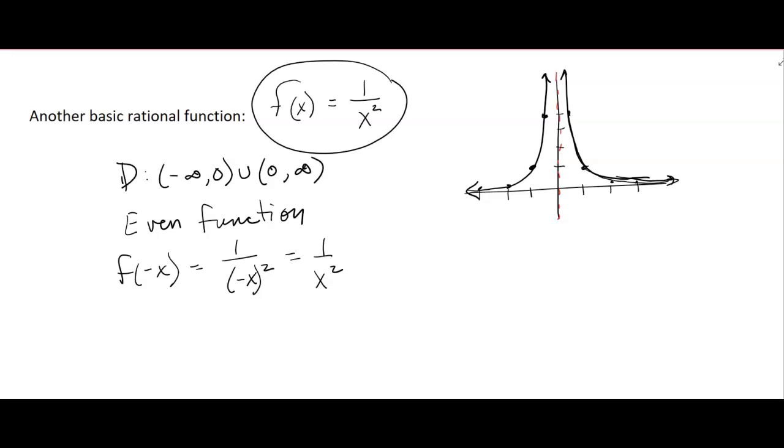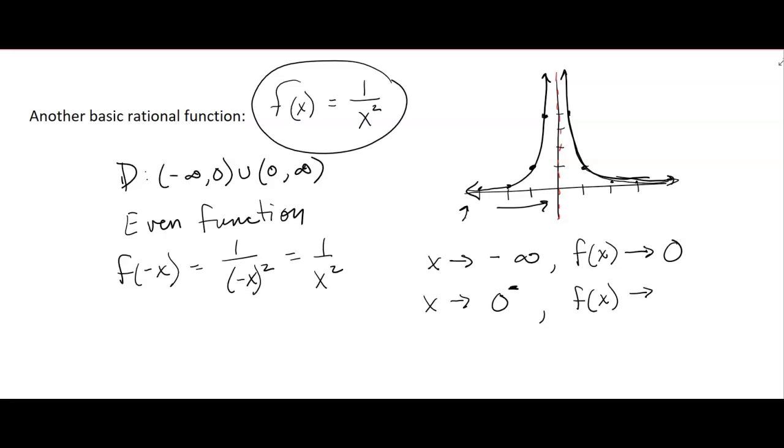So I thought we would practice again the arrow notation. So I'll go from left to right. So I'm going to start here. As x approaches negative infinity, f of x approaches 0. And then if I go towards 0, so as x approaches 0 from the left, then f of x approaches infinity, right? Because it's going off up. So it's going this way.